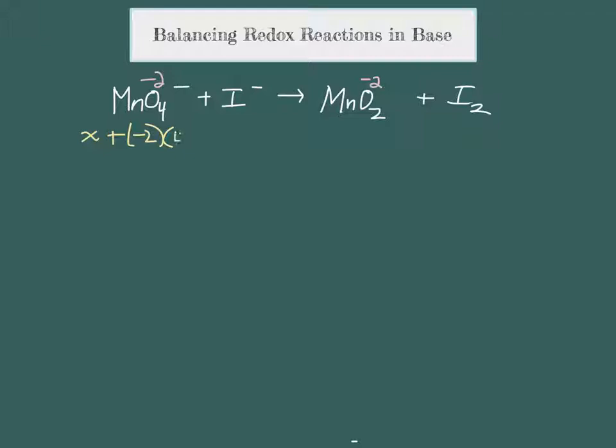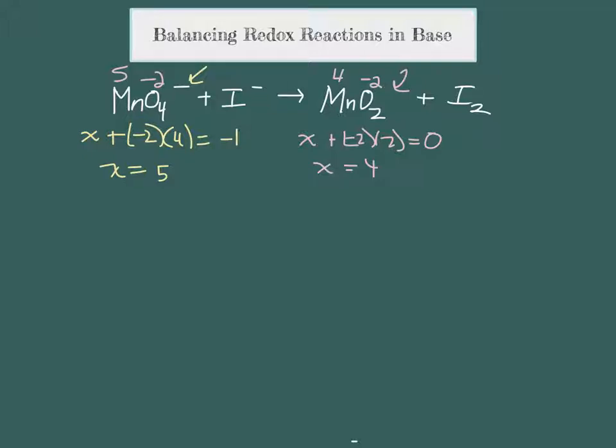-2 times 4 equals the total charge of -1. So it looks like our manganese is going to equal 5. And then on the right side, our manganese will have a different solution. We'll have our x plus -2 times 2 equals overall charge of 0. So our manganese will have a different oxidation number of 4 on the other side. So manganese 5, manganese 4.